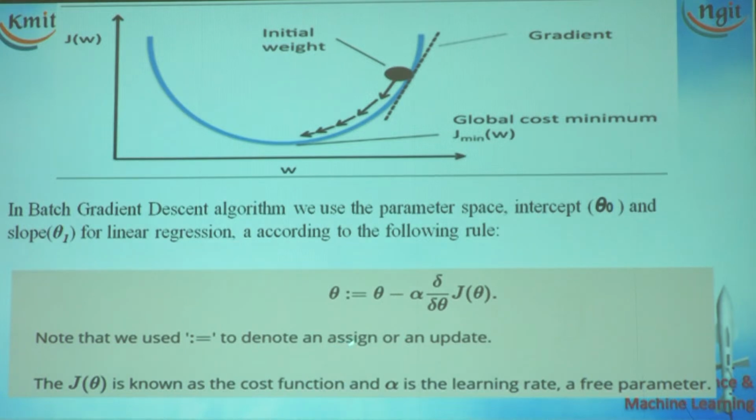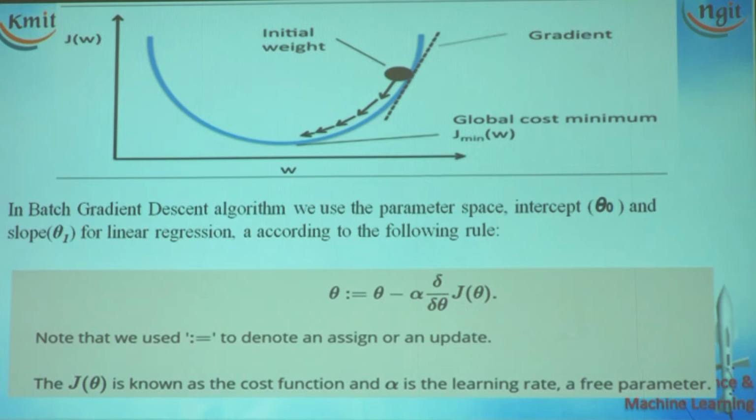Now see here, theta means the parameter, any parameter. Theta equals theta minus alpha. What is alpha? Alpha is the learning rate. What is this symbol? Dou, dou by dou theta of J of theta. What is J of theta? J is the cost function or loss, meaning that we are finding the derivative of the loss with respect to theta. Please remember this. This equation is very important.